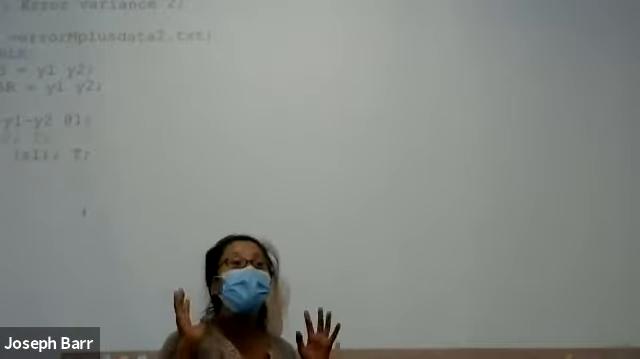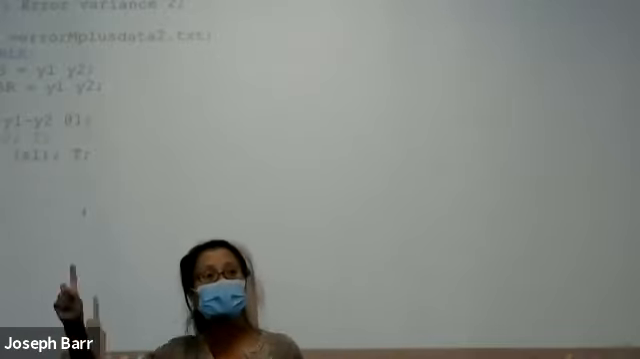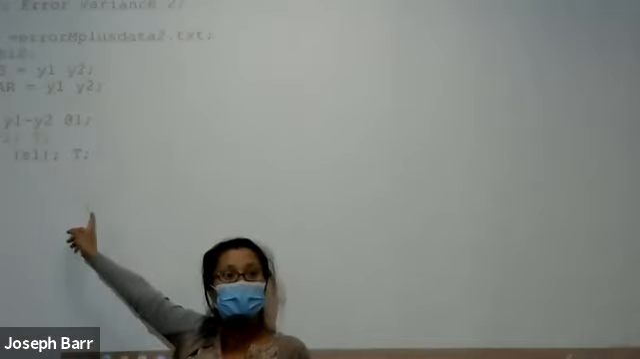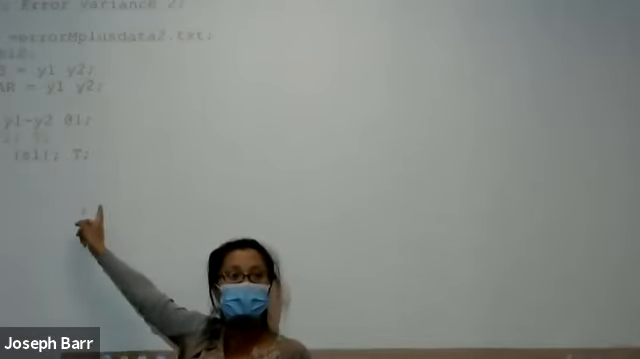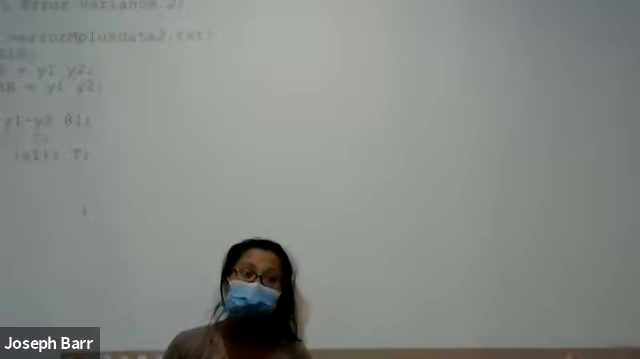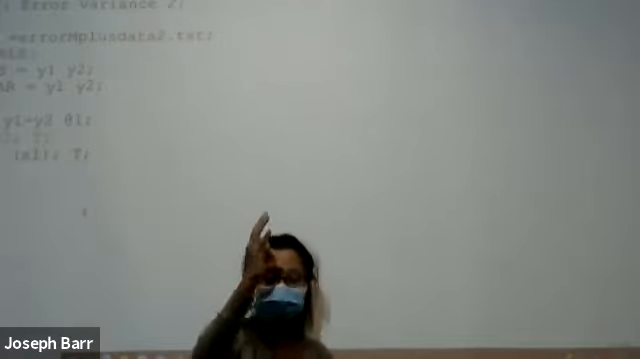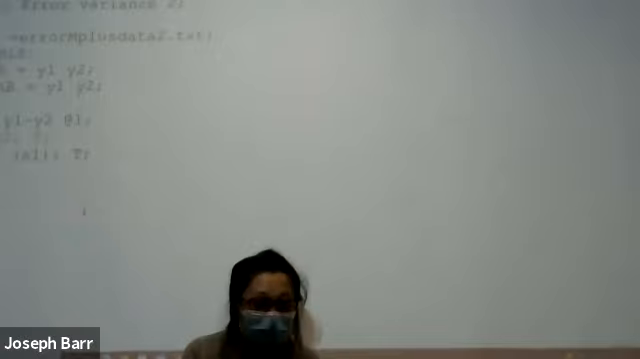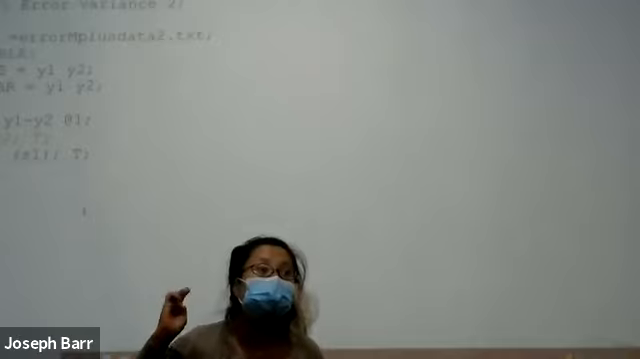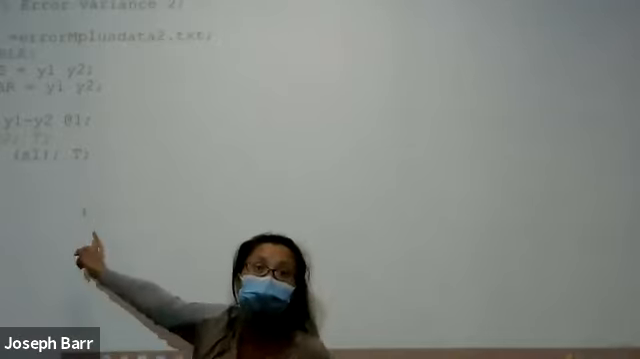Then how many parameters are we going to estimate in this case? 2. Yeah, because we assume variance of E1 and variance of E2 is the same, we don't need to estimate the 2. So in total, we have 3 pieces of information. We have 2 parameters. What is the degrees of freedom in this case?